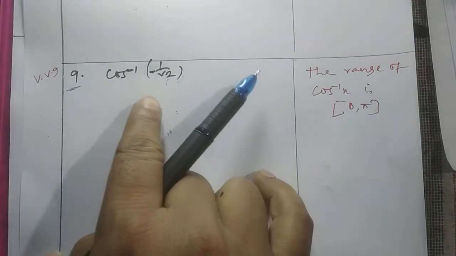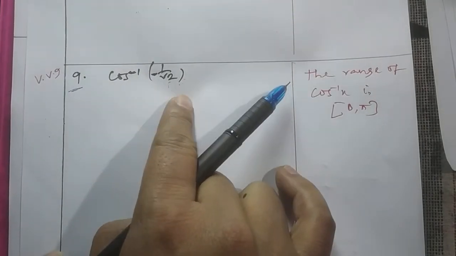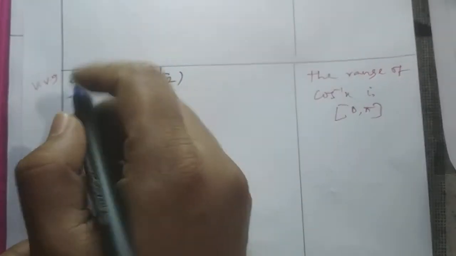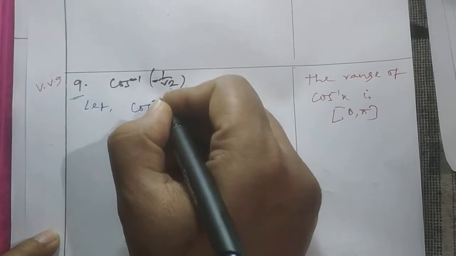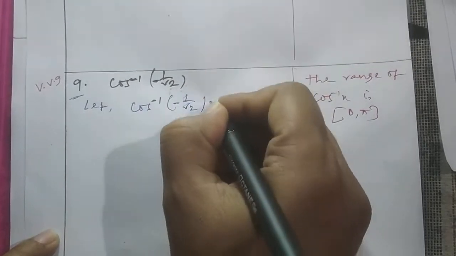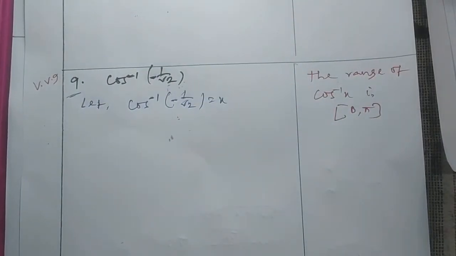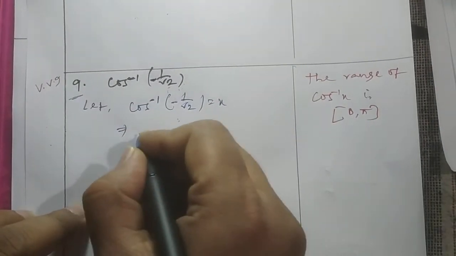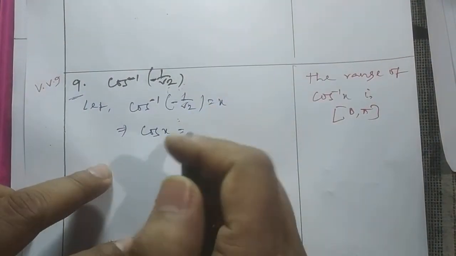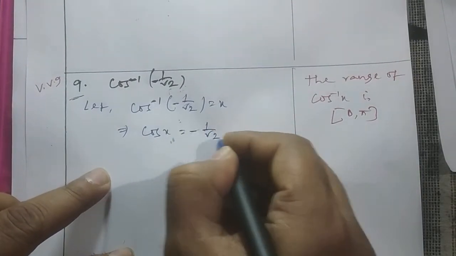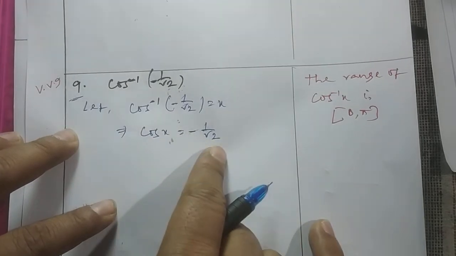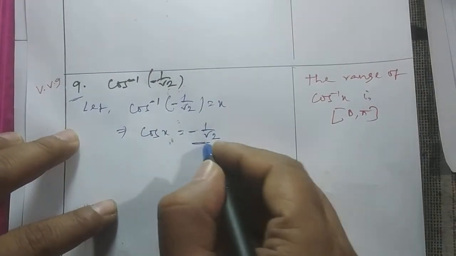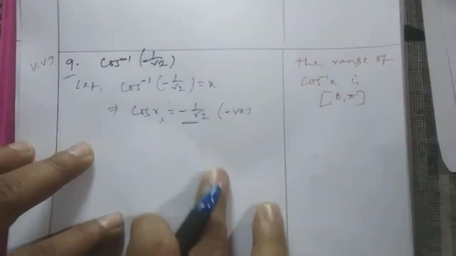Here in the similar manner, you have to find out the PV for the ITF cos inverse minus 1 by root 2. Correct? So let us proceed in the similar way. Let cos inverse minus 1 by root 2 be x. From here we can say similarly cos x will be equal to minus 1 by root 2. So ultimately we have got cos x equal to minus 1 by root 2. So it is clearly negative because minus is happening here.